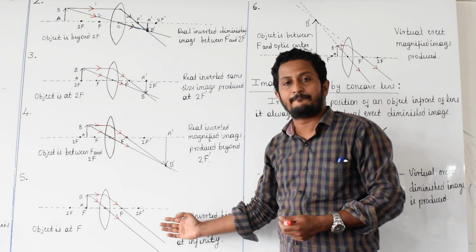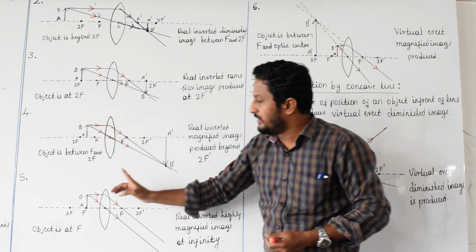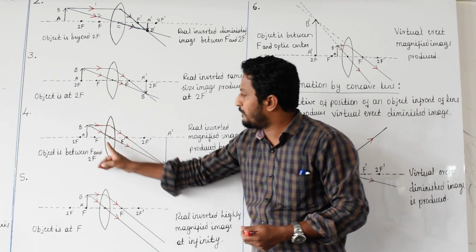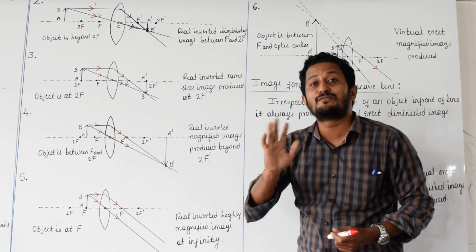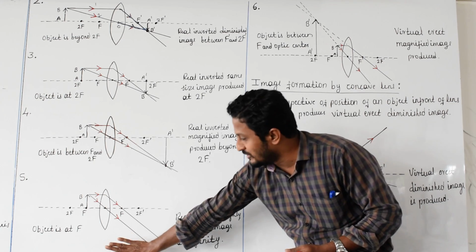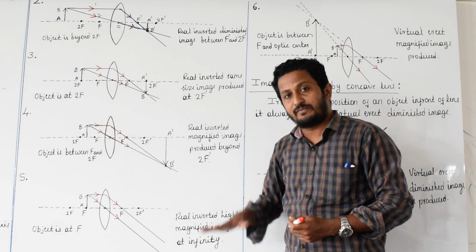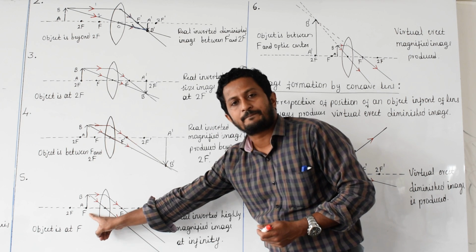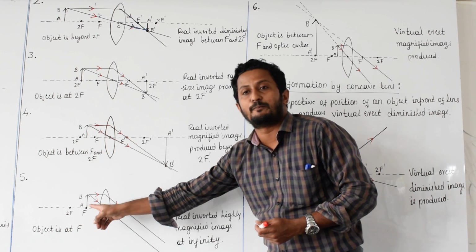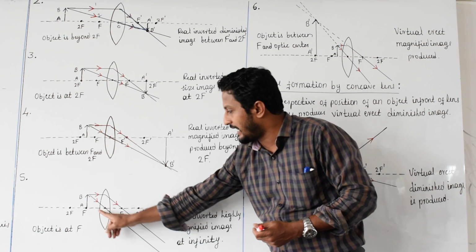Now look here. Now here in fifth case we are placing that object at f point only. Now look on this fifth diagram. Okay. Now object is at F point.